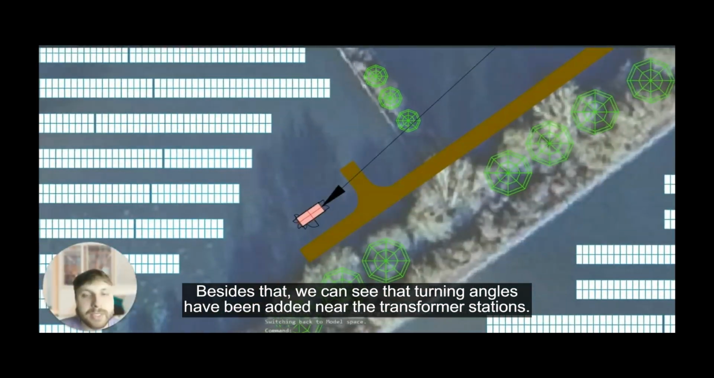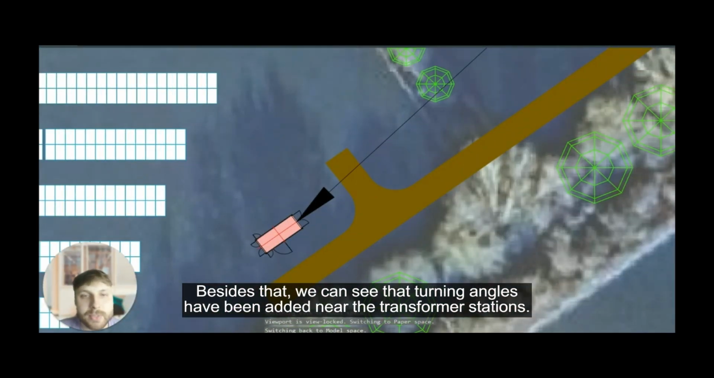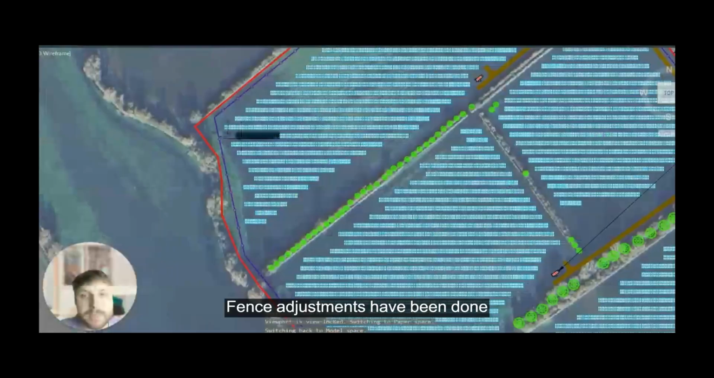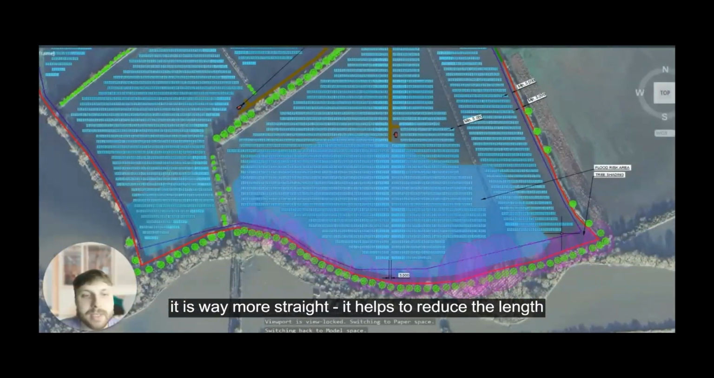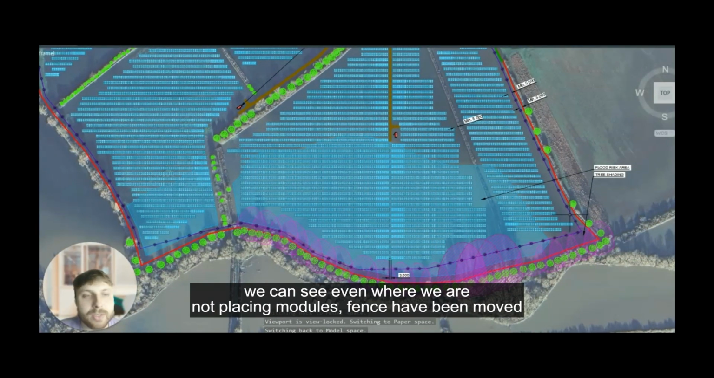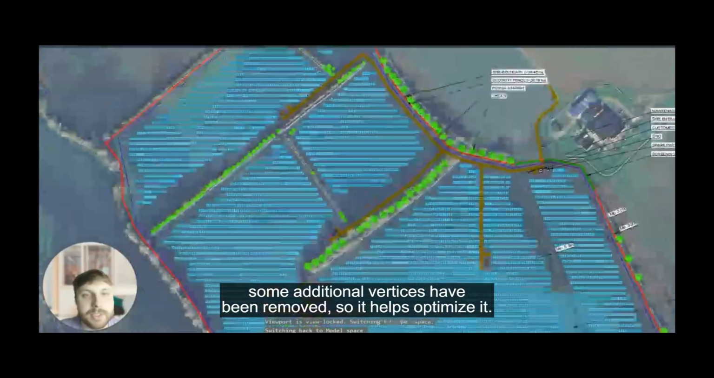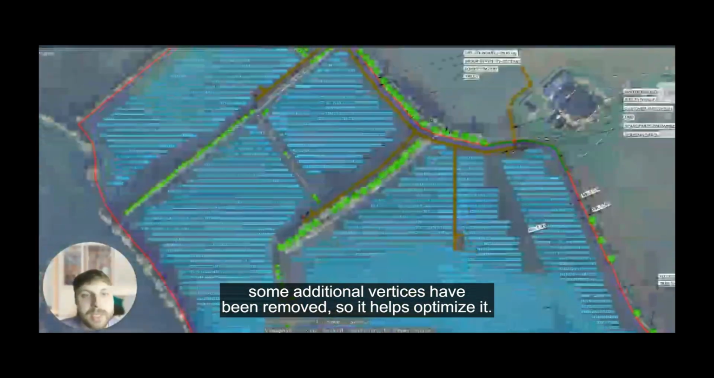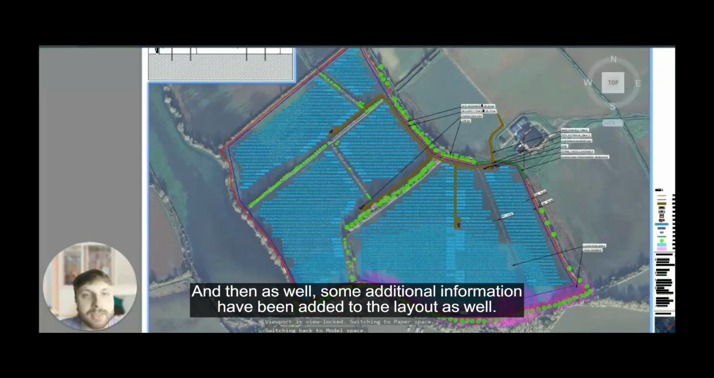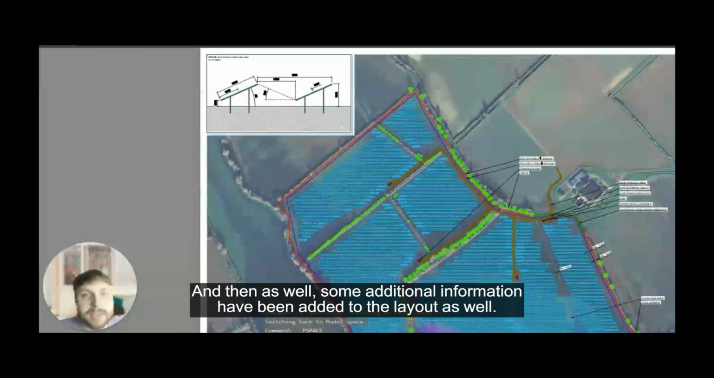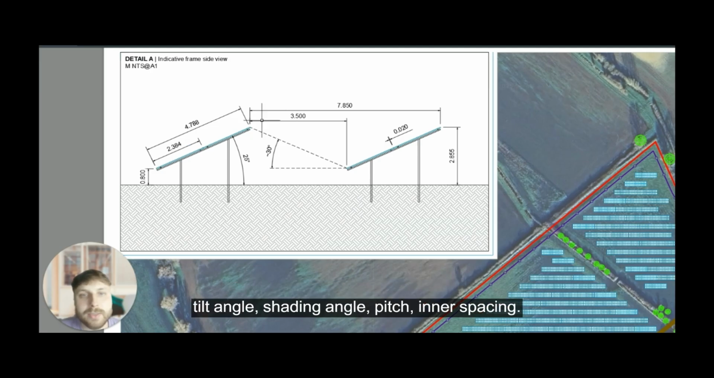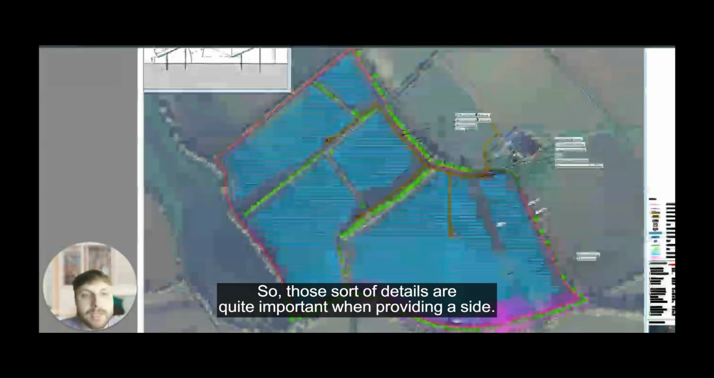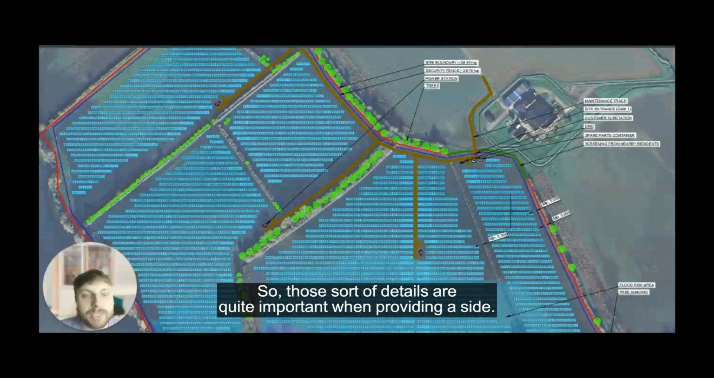Besides that, we can see that turning areas have been added near the transformer stations. Fence adjustments have been done. It is way more straight. It helps to reduce the lengths, and we can see that even where we are not placing modules, the fence has been moved. Some additional vertices have been removed, which helps optimize it. And then as well, some additional information has been added to the layout: a side view of the modules with the reference height from the ground, tilt angle, shading angle, pitch, inner spacing. Those sorts of details are quite important when providing a site.